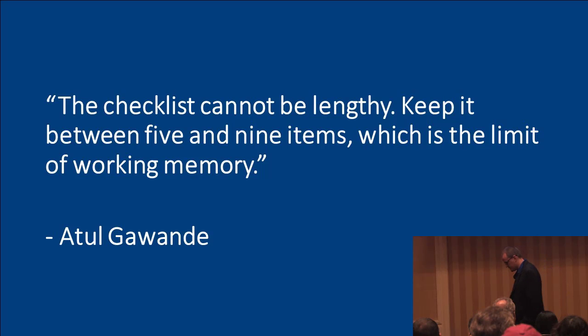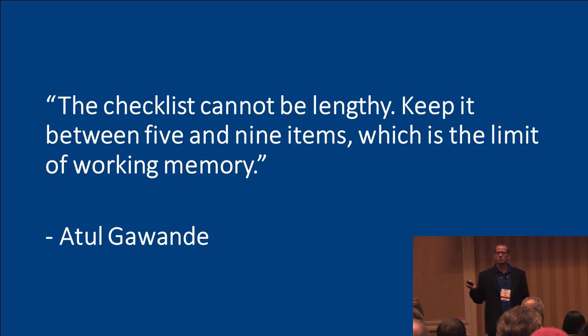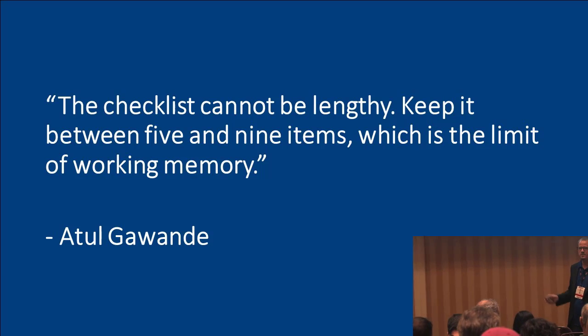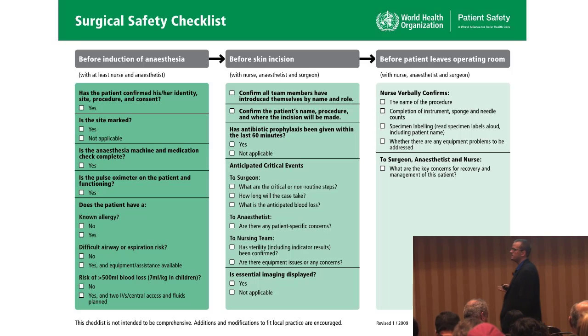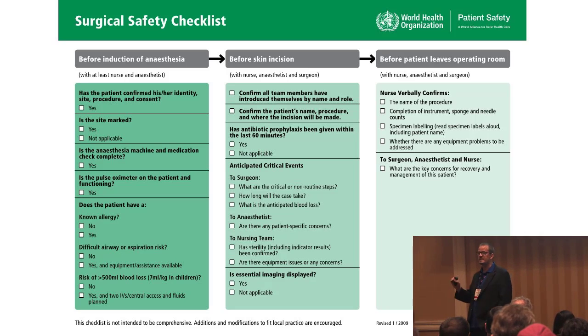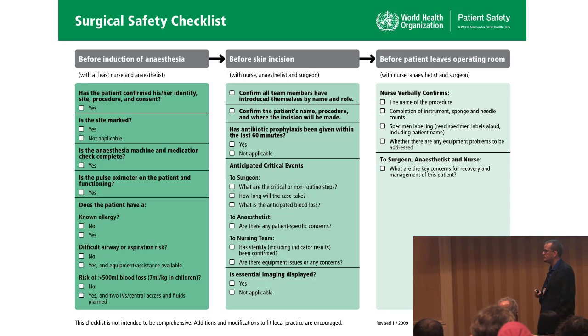The funny thing is, he says they can't be long. They have to be between 5 and 9 items because that's the working limit of your short-term memory. The interesting thing is he doesn't even follow his own advice. This is a checklist he made. What he did, though, is break those checklists into sections. Each section is 5 to 9 items. The way he handled this, he wanted all of them to be seen at once. We'll talk about benefits of one way versus the other later.